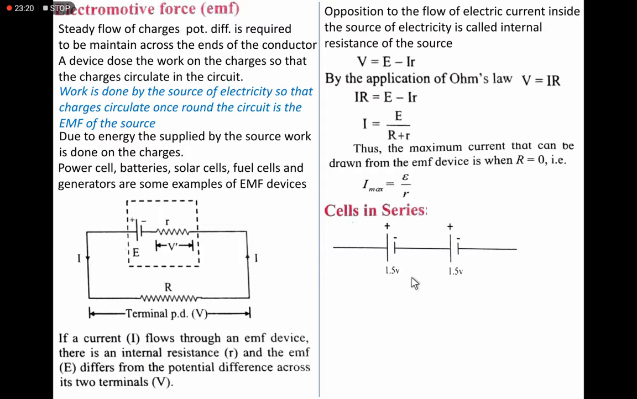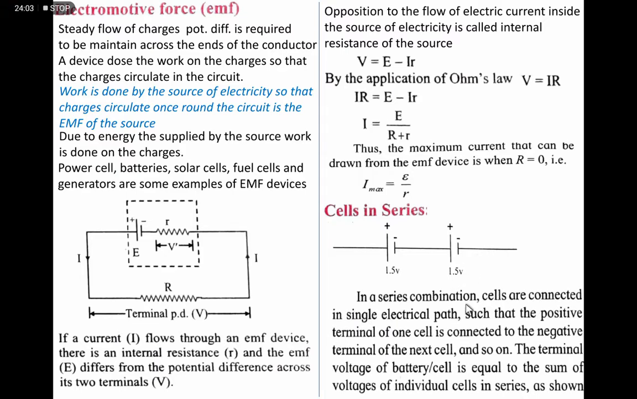So cells in series, but there are two methods. They are assisting each other, or they are opposing each other. If they are assisting, the negative of one cell is connected to the positive of another cell, and there is addition of the EMF. If the negative of one cell is connected to the negative of another cell, then there is subtraction of the EMF of the cells. Here we will consider the cells assisting each other, means the negative of one cell is connected to the positive of another cell.